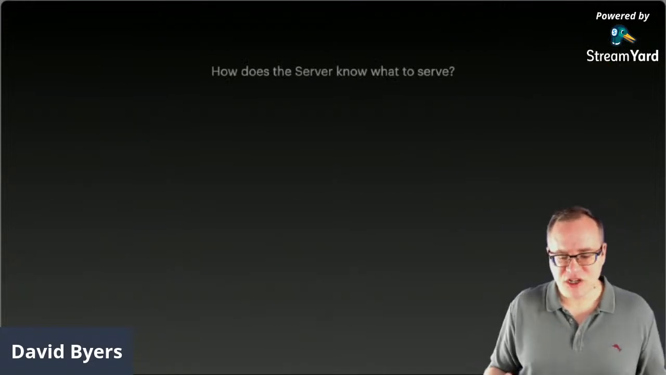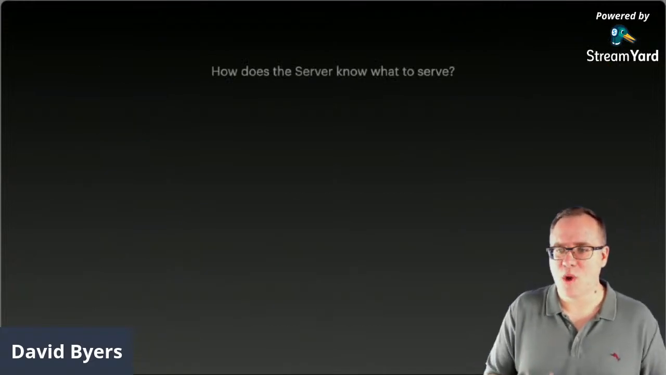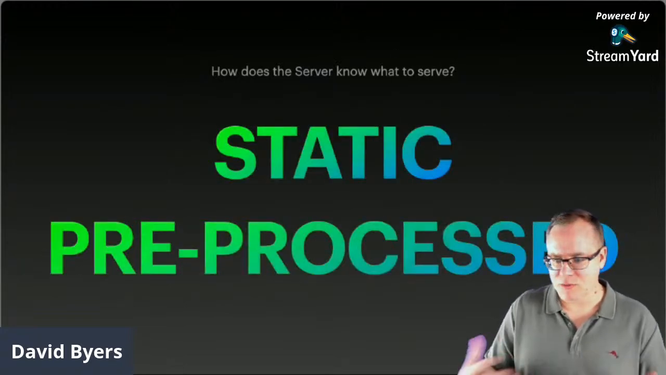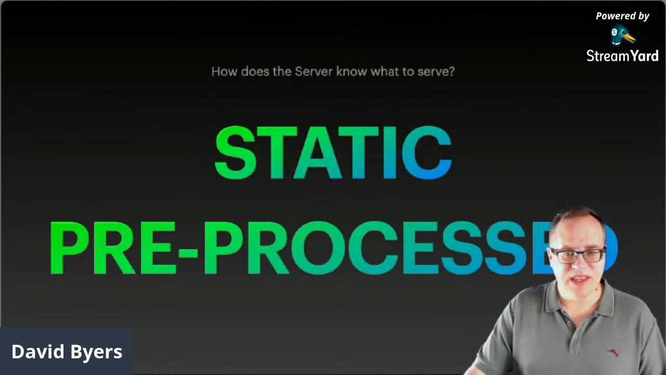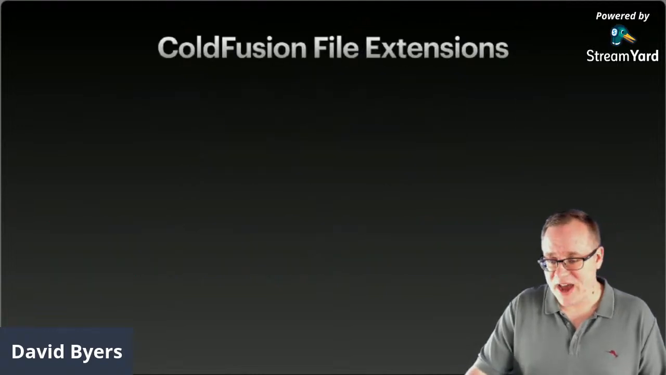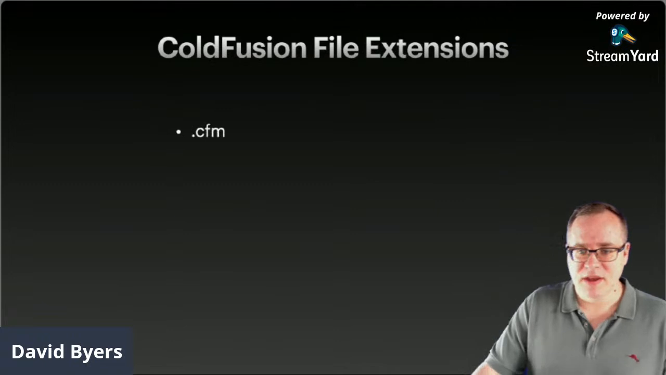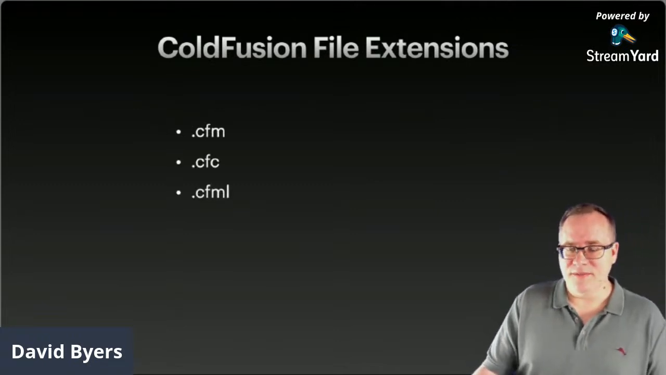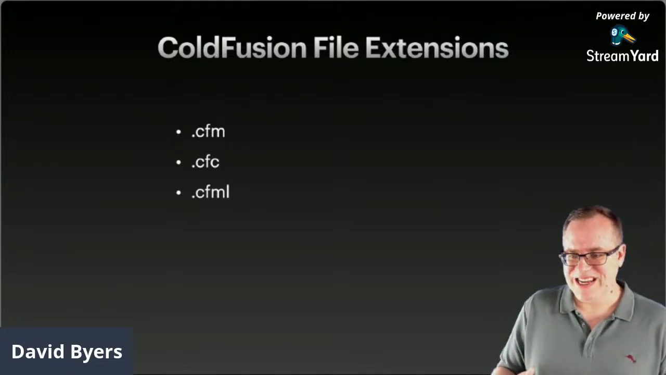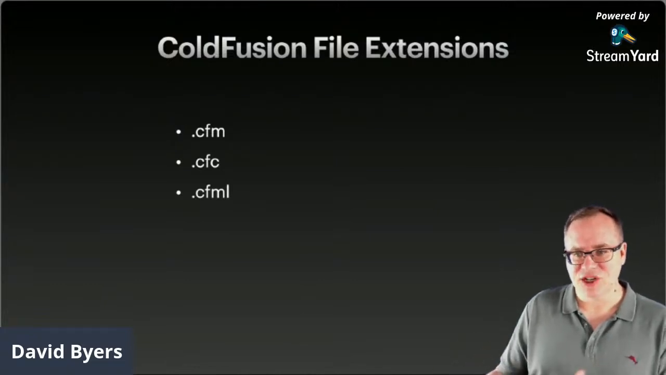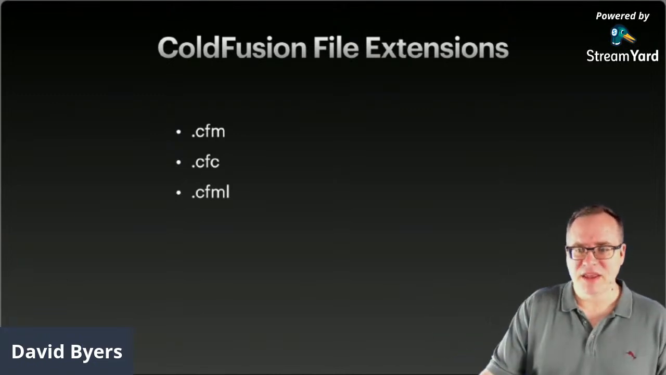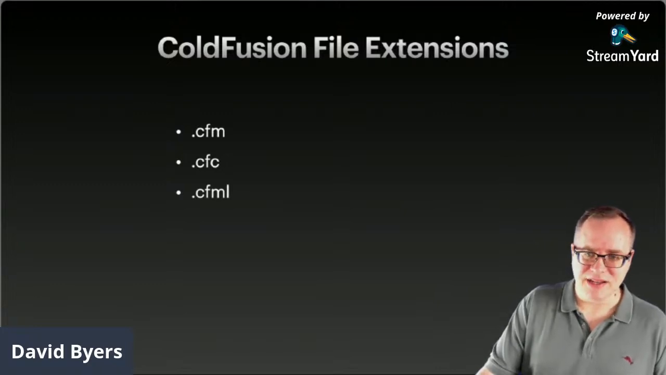So the question becomes, how does the server know what to serve? How does it know whether to serve that static page or that parsed or pre-processed page? The answer to that is the ColdFusion file extensions. There are three of them: .cfm, .cfc, and .cfml. If the web server sees that as the file extension of the file that the person has requested, it knows, oh, this file needs to be pre-processed by the ColdFusion server before I can send it back to the user.